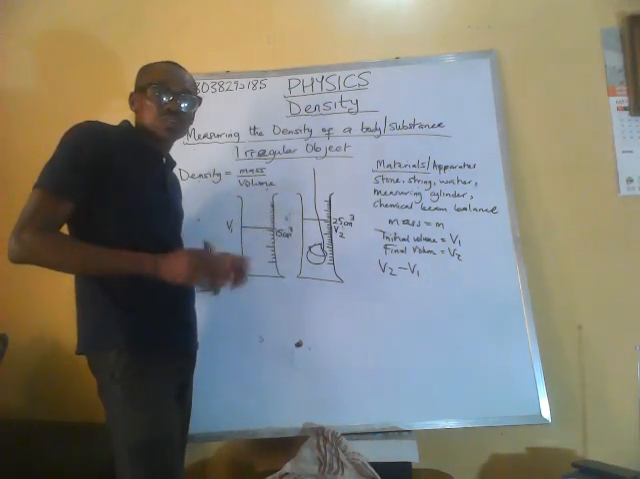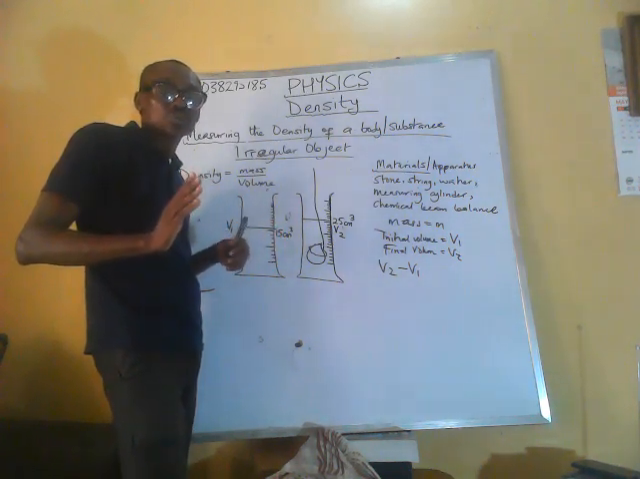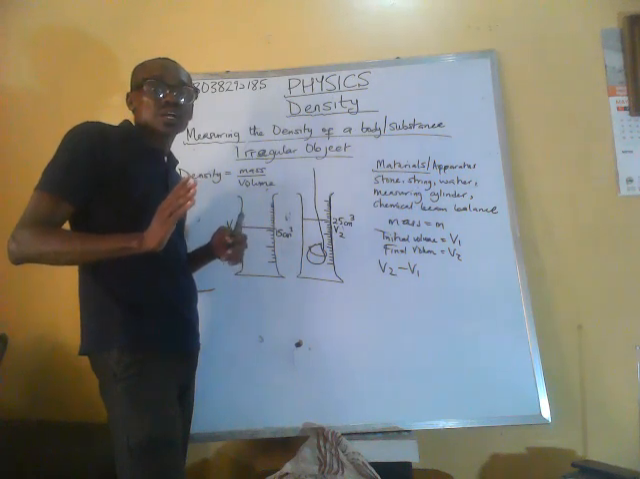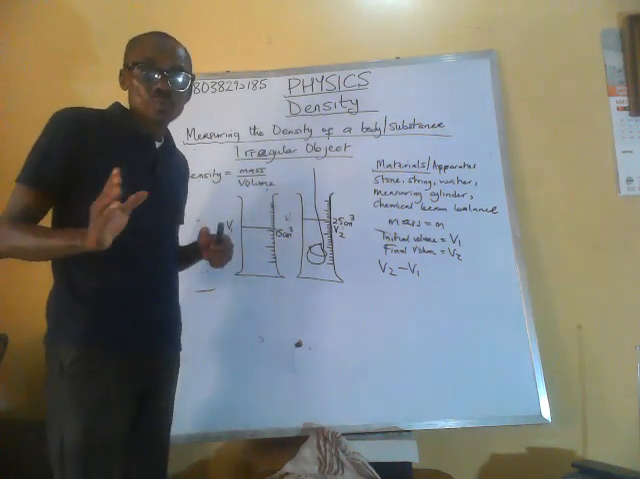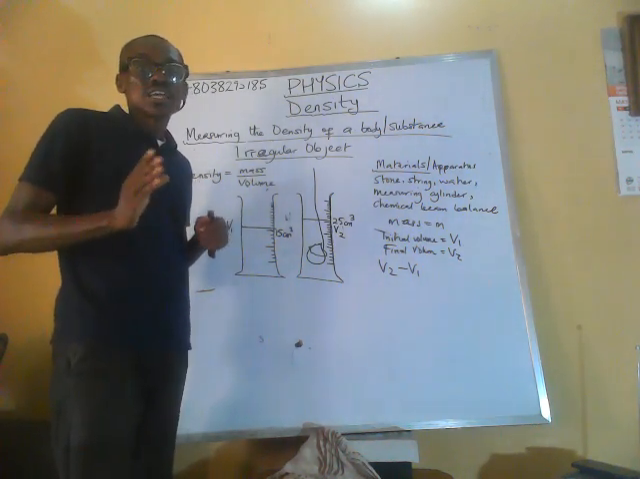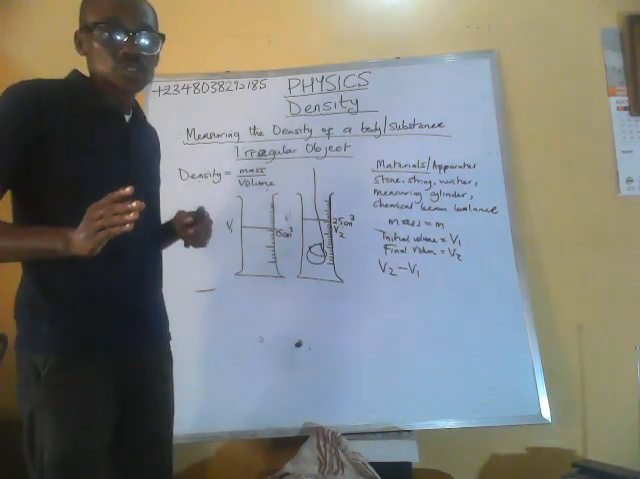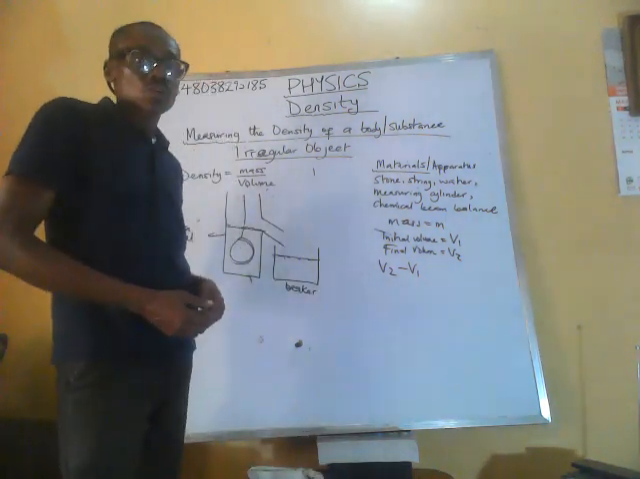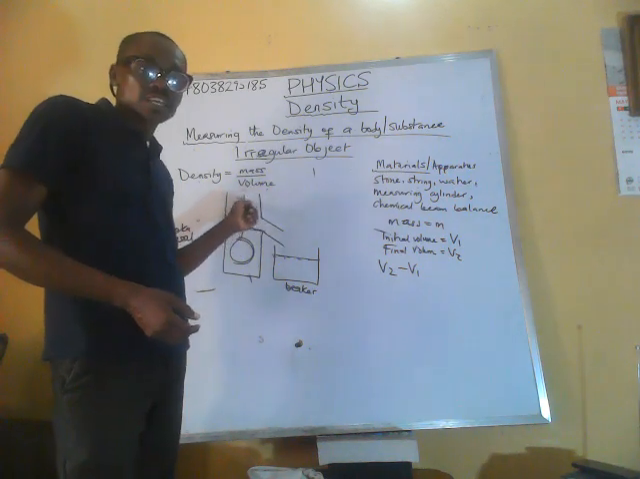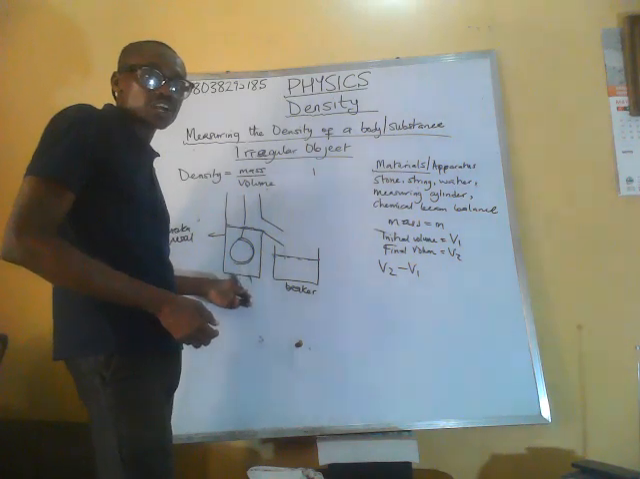So now we'll proceed to how you can use a Eureka vessel to get the volume of this stone. Okay, so we'll now move ahead to method 2, using a Eureka vessel or overflow displacement can. So let's go to that method now. So this is our Eureka vessel.